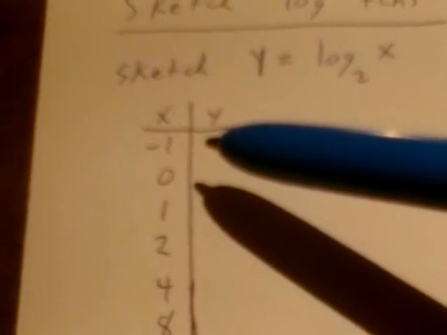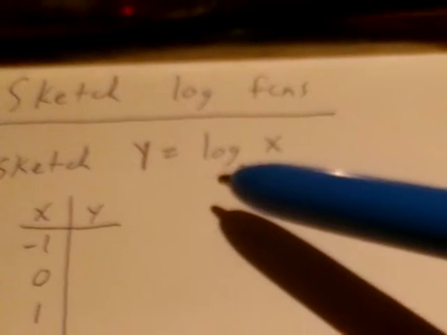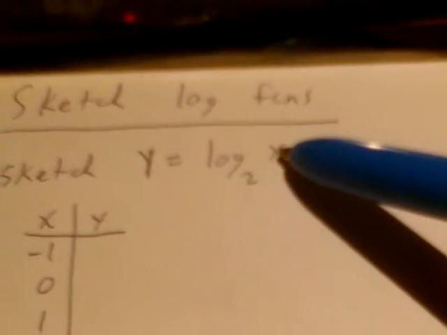I've already made the left side of our table here, the x part of our table, and we're just going to figure out the y's. So let's put in the numbers and see what we get. We're going to do log base 2 of, in this case, negative 1. And we talked about this last time. We can't do the logs of negative numbers. So log base 2 of negative 1 does not exist. Nothing there.